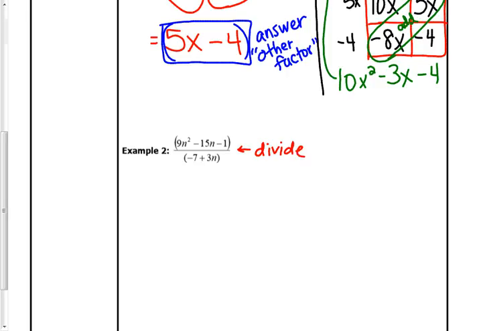So we said earlier that we're going to take our first term divided by the first term and the last term divided by the last term. We don't need the middle. Okay, now there's a problem here though. If you see here, can you do 9n squared divided by negative 7 and get a whole number that's nice and pretty for us to work with in math? And you can't.